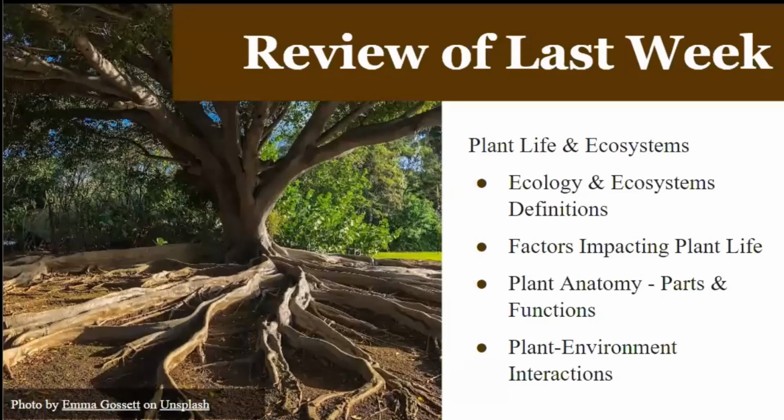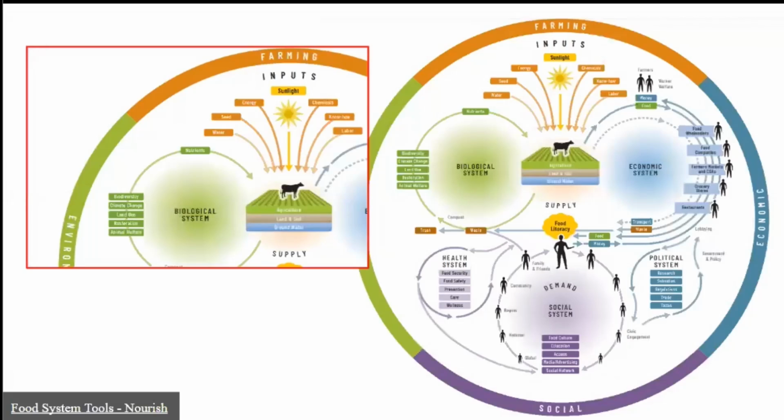Okay, so I just want to review last week a little bit. We focused on plant life and ecosystems. I gave you a couple definitions. We talked about the factors impacting plant life, and then we talked about plant anatomy so that we can better understand how plants and environment interact with one another. And to set the stage, we spoke about zooming into the food system diagram that I showed in the first week to look at farming and a part of the environmental factors of these systems.